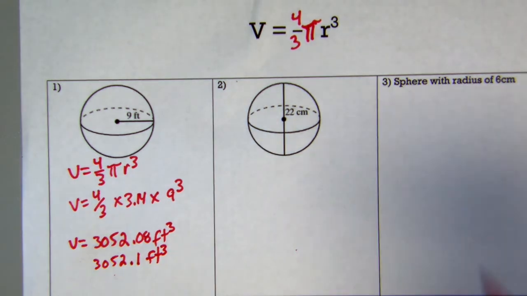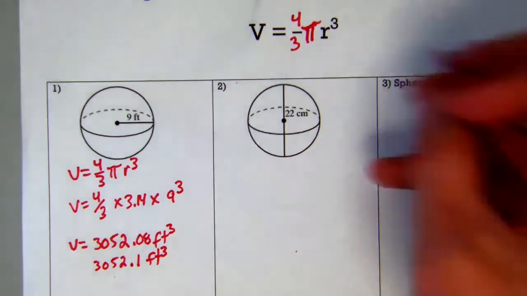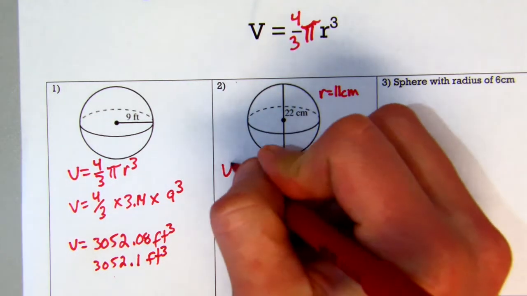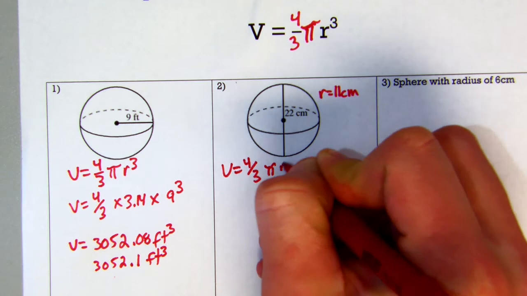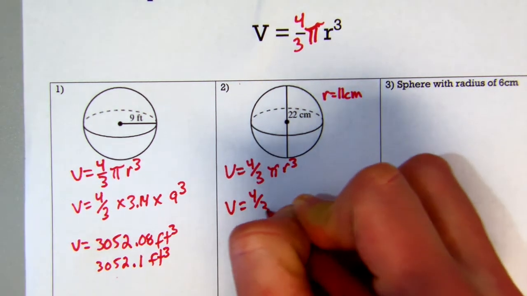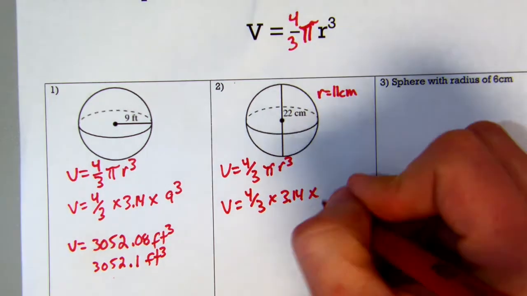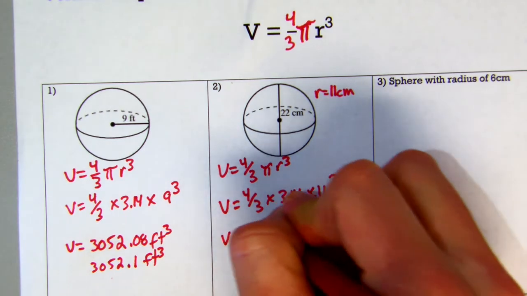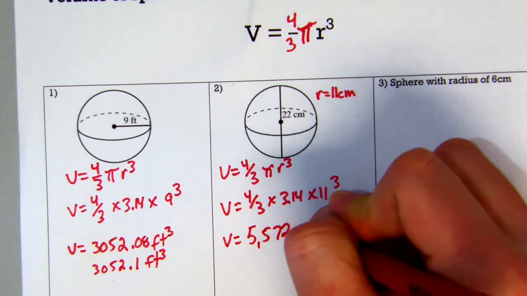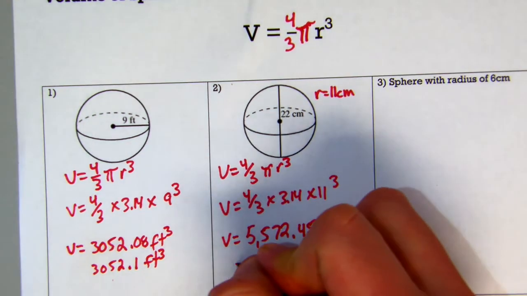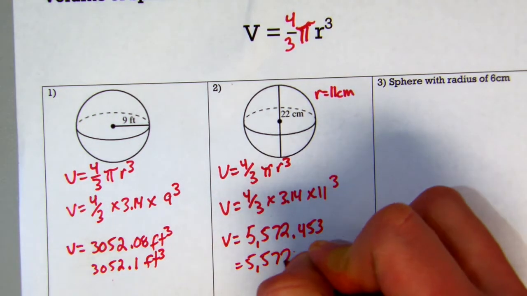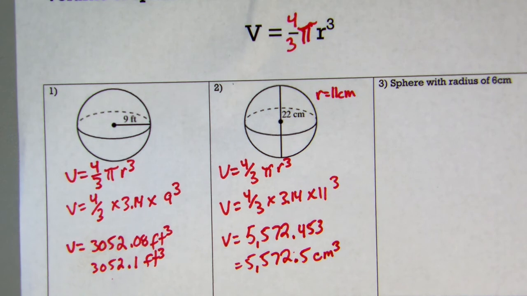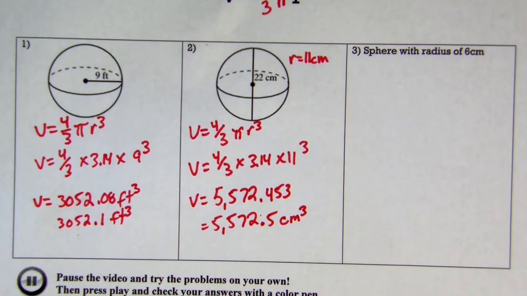Alright, number 2. In this case I have a diameter instead of my radius, so make sure I include my radius as being 11 centimeters. Let's go ahead and rewrite my equation. The volume is equal to 4/3 pi r cubed. So volume is equal to 4/3 times 3.14 times 11 cubed, and I get an answer of 5,572.453. If I simplify that, I get 5,572.5 centimeters cubed.